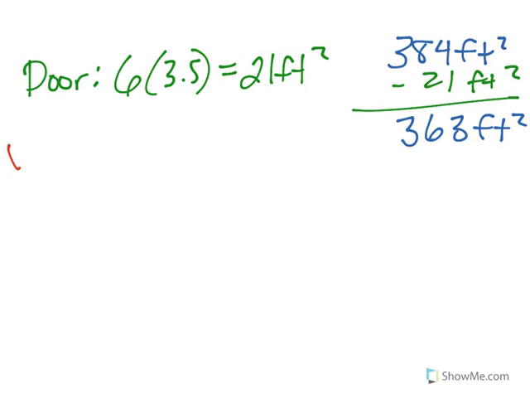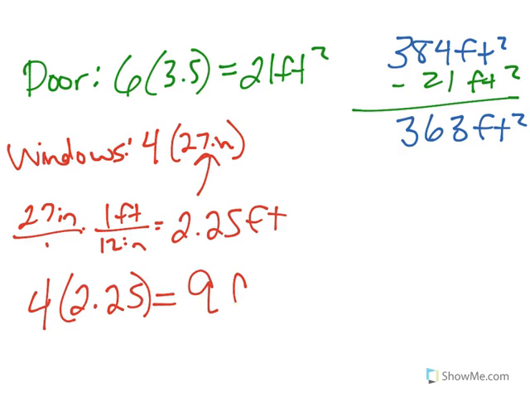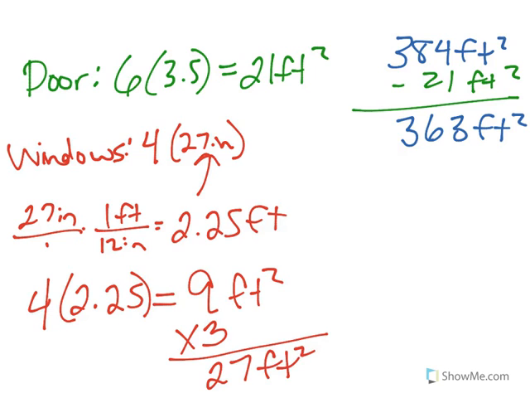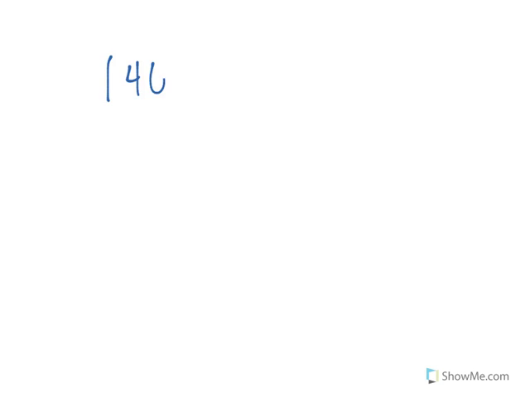Now let's think about the windows. Okay, well the windows are 4 feet by 27 inches. So I've got to play with that 27 inches. 27 inches, if I change it to feet, are 2.25 feet. So the area of the windows is 4 times 2.25, which is 9 square feet. Don't forget, there are 3 windows. So that is 27 square feet. So if I take away 27 square feet, I now have 336 square feet that I'm going to paint on the walls.